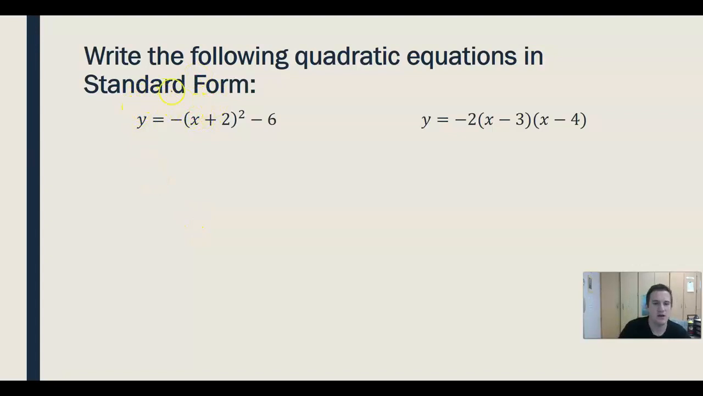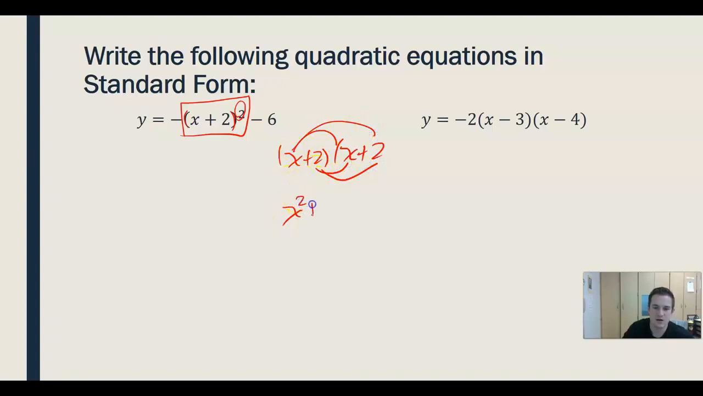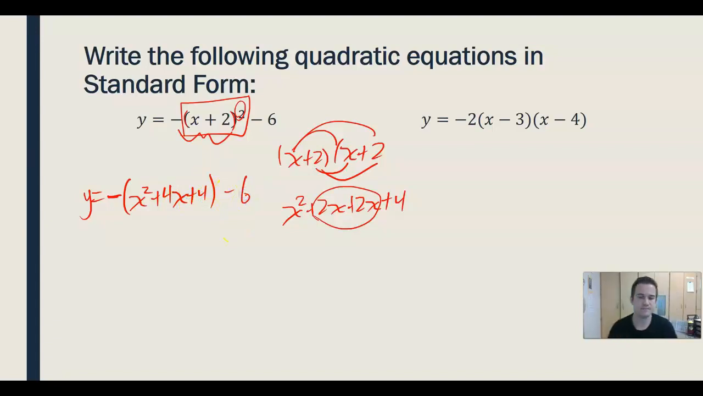So here, if I'm converting this to standard form, first I'm going to have to take care of my exponent here. In my order of operations, I have to do that first. So I'm going to take x plus 2 times x plus 2. I'm going to do the rainbow method, and I'll get x squared plus 2x plus 2x plus 4. So the x plus 2 squared part is going to change into x squared, combine these, plus 4x plus 4, minus 6.